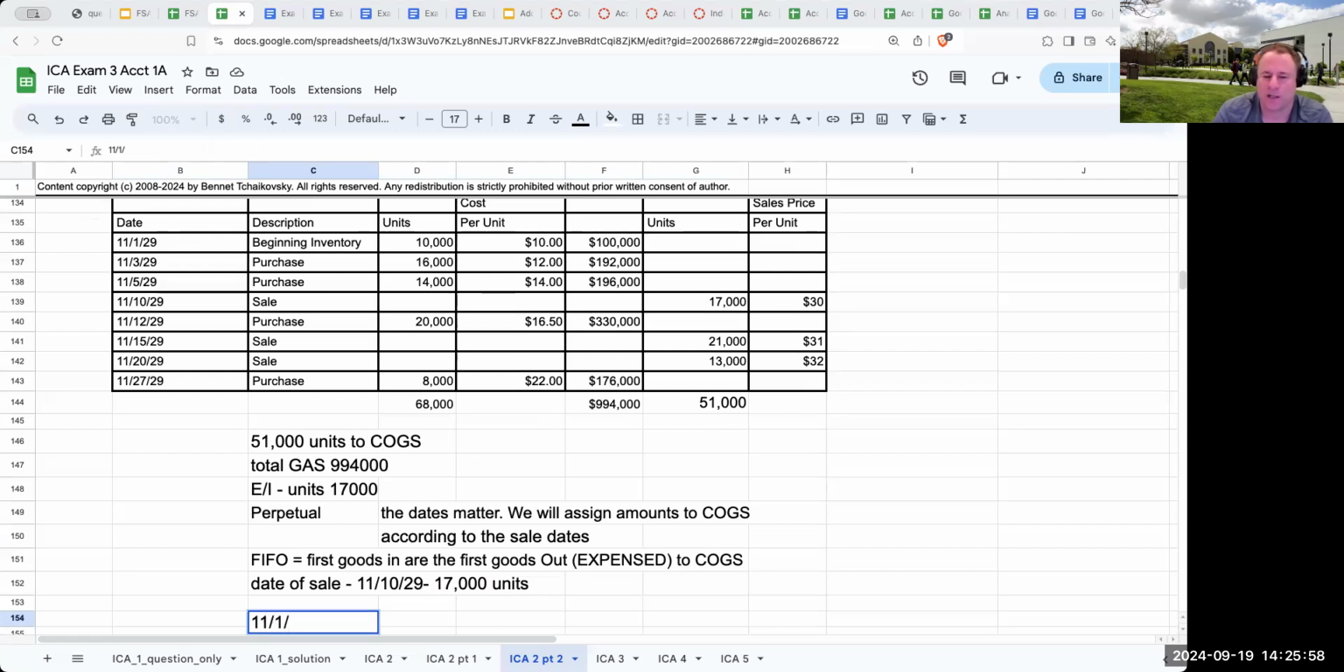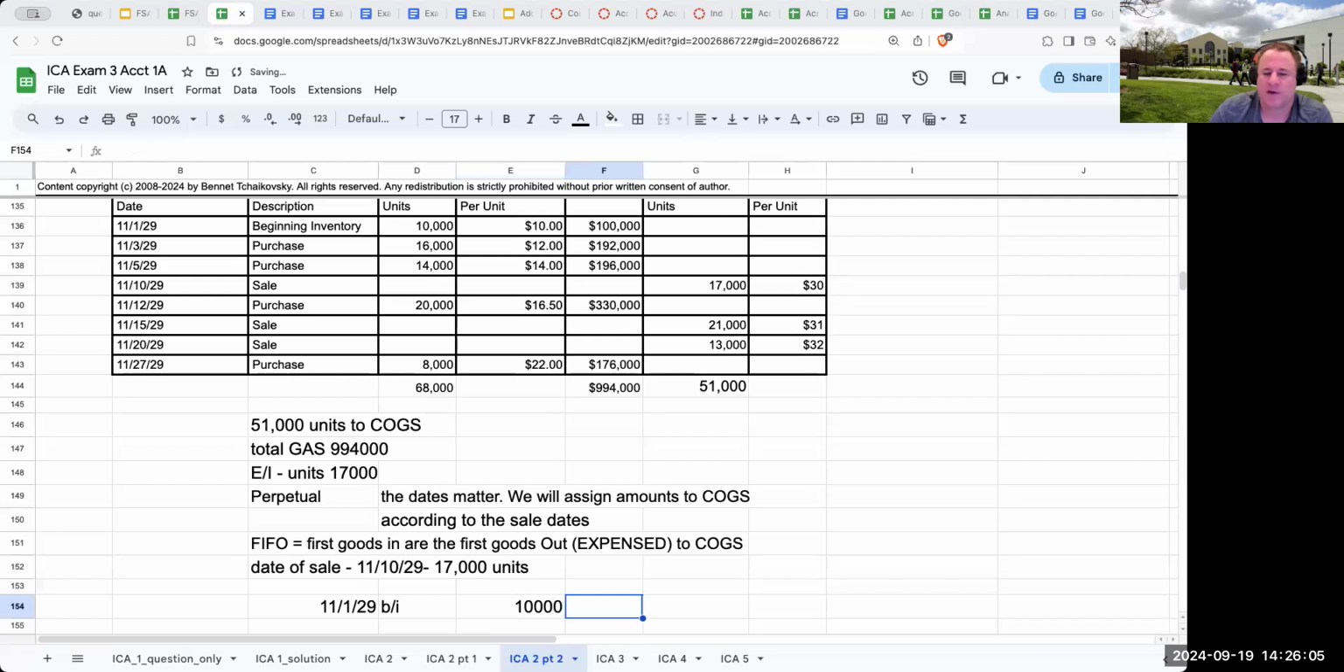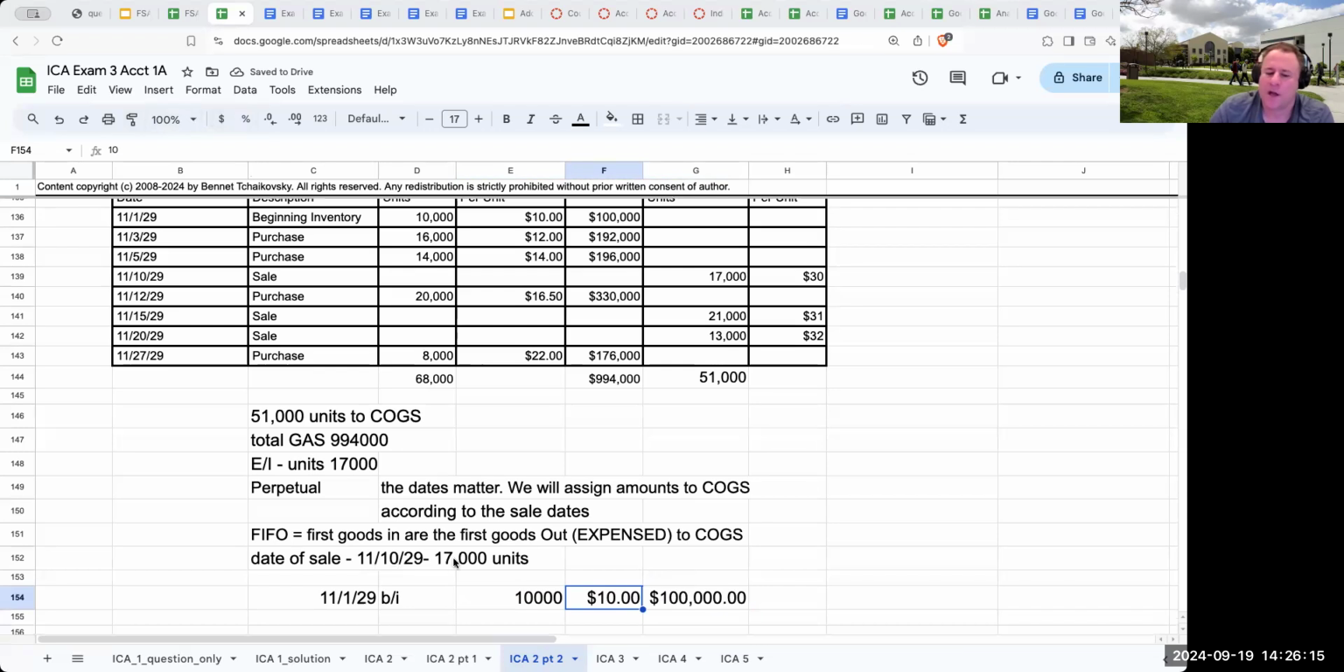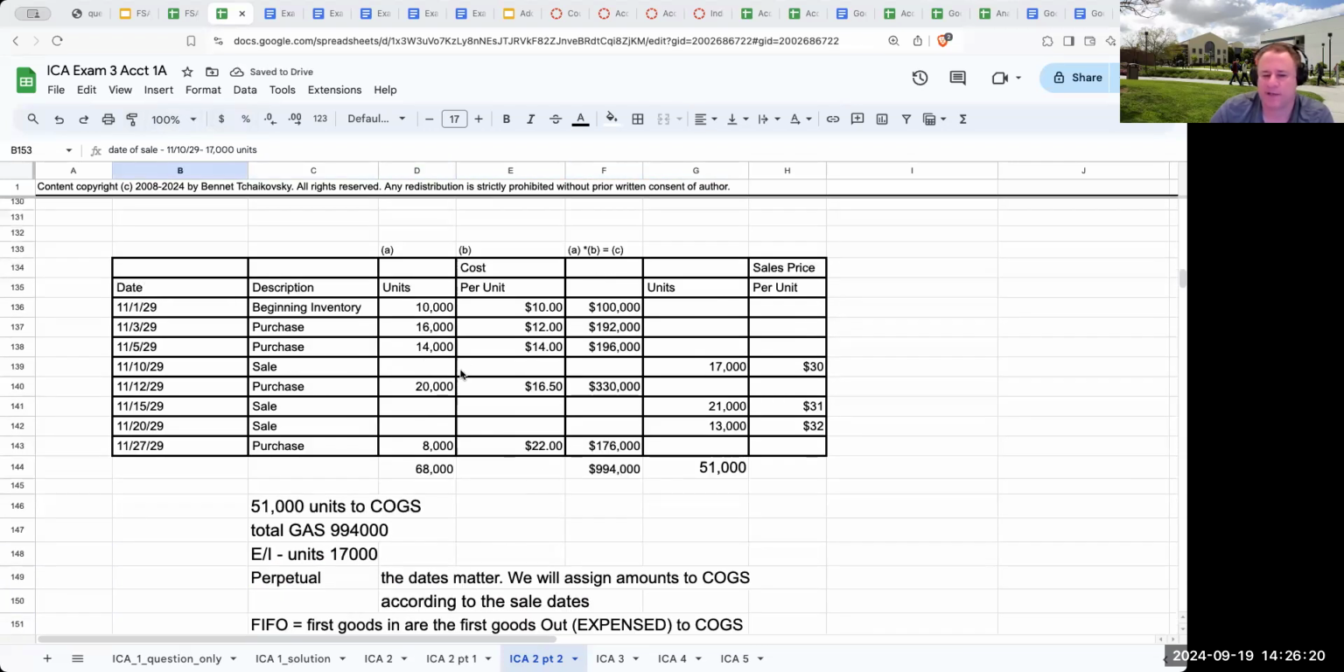So I'm going to start on 11/1/29. Those are the first goods in. My beginning inventory, 10,000 units at $10 per unit. Right over here is going to be $100,000. Okay. No, but I'm not done. I have a total of 17,000 units I need to take to cost of goods sold. So I'm only going to take what I need. I need to take 7,000 out of here. When I take 16,000 minus 7, I'm going to be left with 9,000 units.